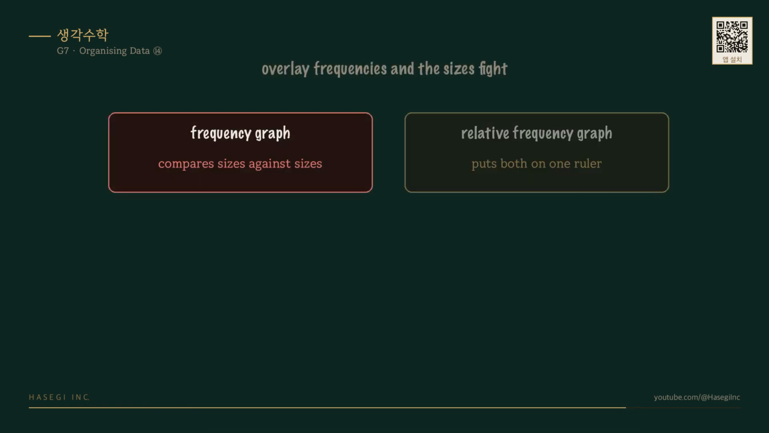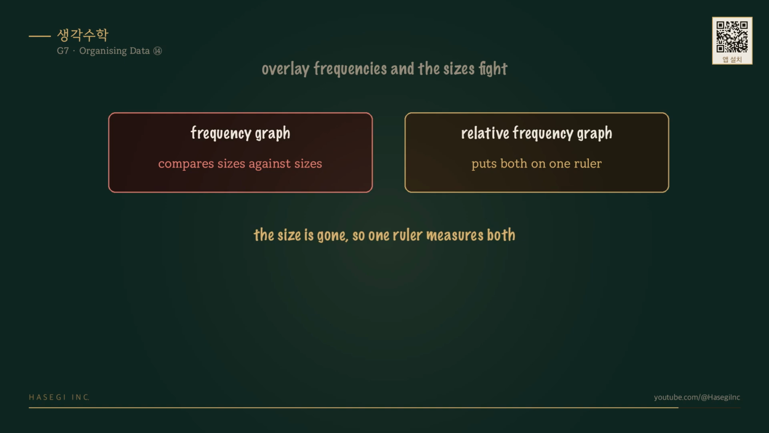So frequency carries size, and overlaying it sets sizes fighting each other. Relative frequency has that size taken out, which lets 2 groups be measured with the same ruler.